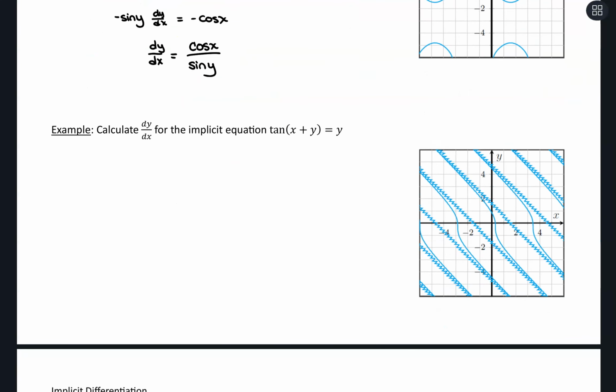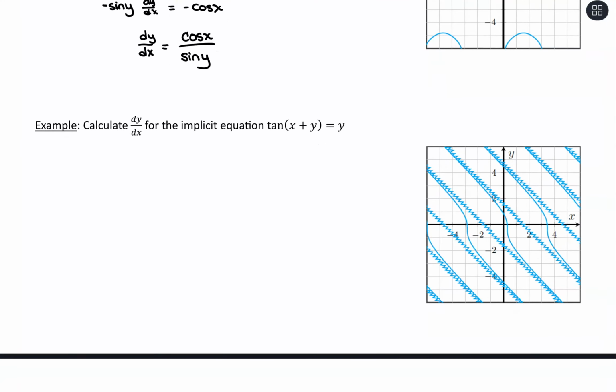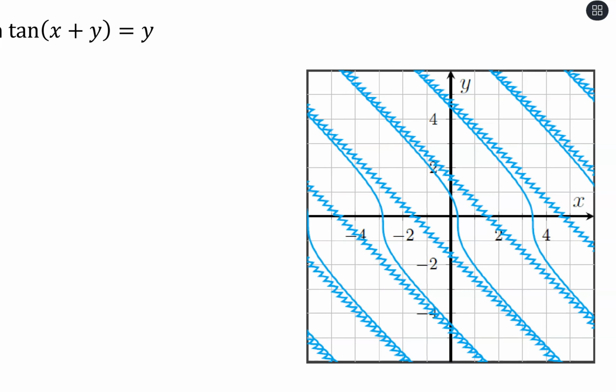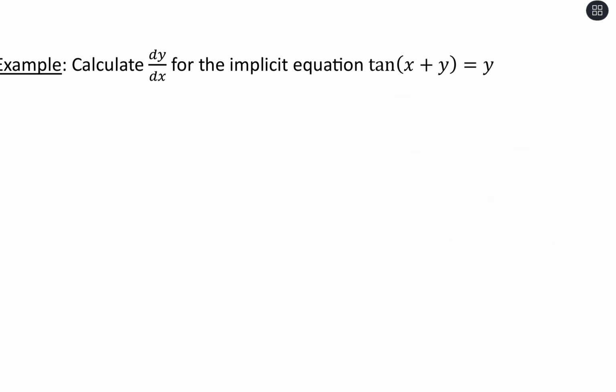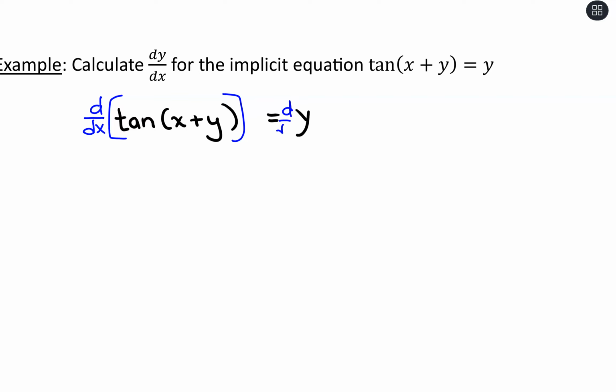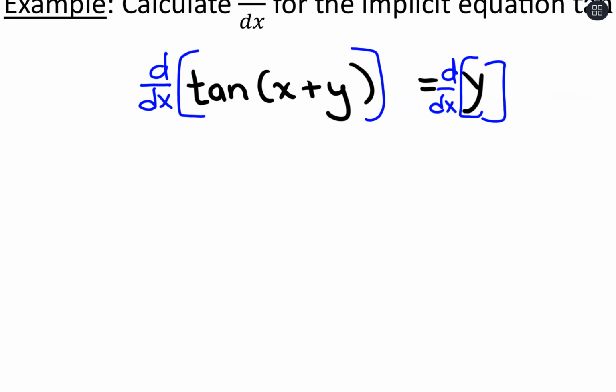Okay, let's go through another one here. So tangent of x plus y equals y, and that makes this really funky graph over here. So let's take our tangent of x plus y equals y. And we're going to take the derivative with respect to x of both sides. And I'm going to write this in a few steps here.